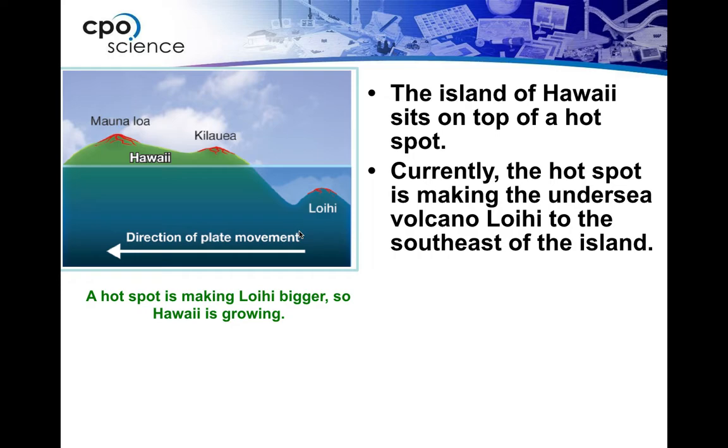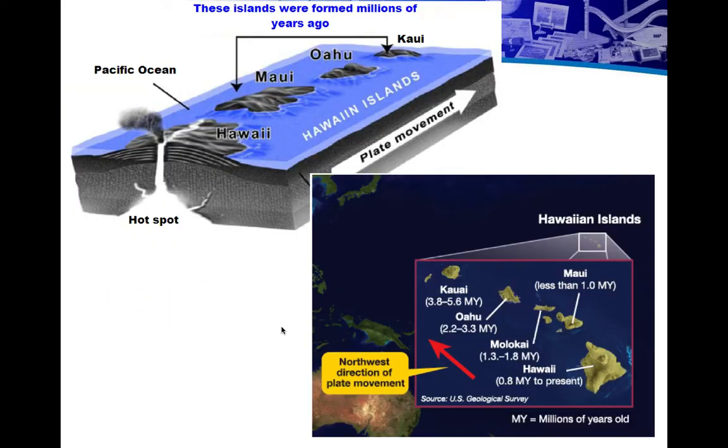And so then what we get is this chain of islands. We actually have a new island that's forming. So here's Hawaii, that's the youngest island, but there is one that's being formed right now that's underwater. It just hasn't popped up yet. Lohi, I believe is how you say that one. That's going to be the new island of Hawaii.